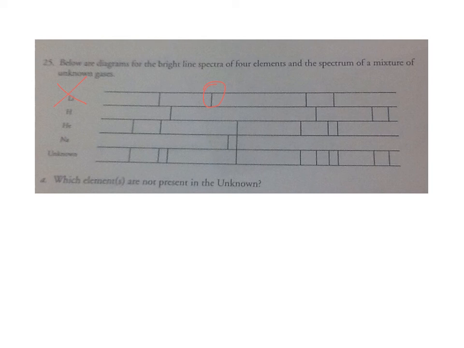It has to have all 4 lines in the same spot. Hydrogen has 4 lines. Does it have 4 lines in the same spot? Yes. All right. Looks like we've got hydrogen. Helium. Yep. Sodium, no, because it definitely does not have that one. There you go. The unknown contains hydrogen and helium.